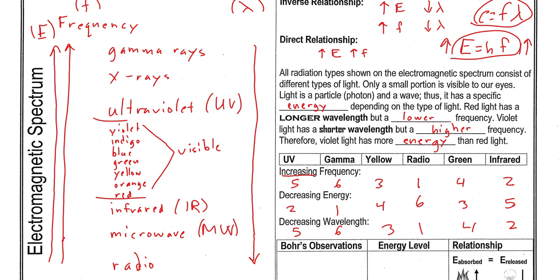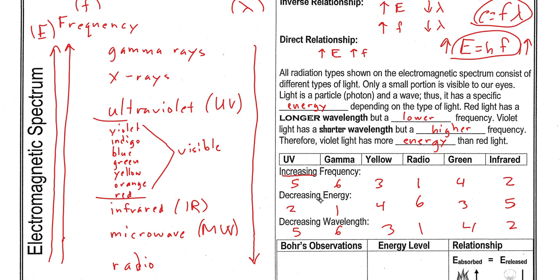So the lowest frequency we see is radio, and the highest frequency is gamma. So it goes radio, then what's next? Radio, then in this list, infrared, then we'll hit the yellow, then the green, then ultraviolet, and finally gamma.